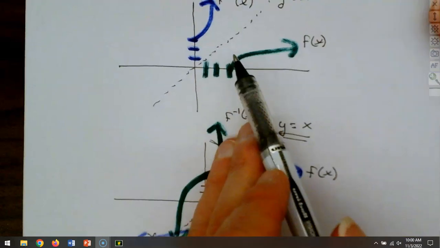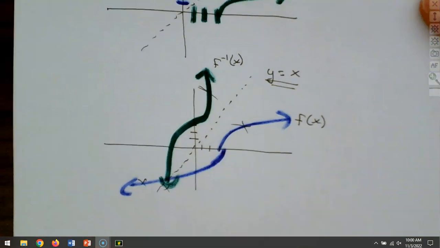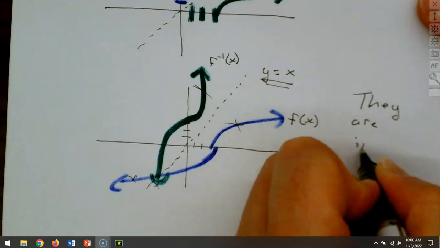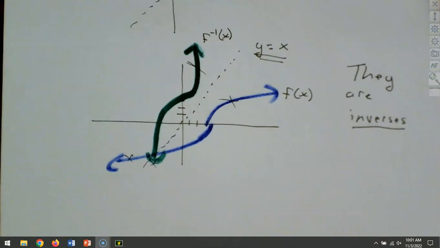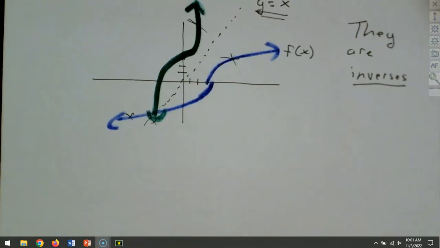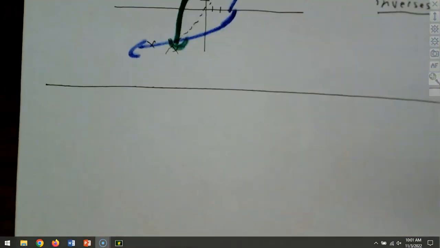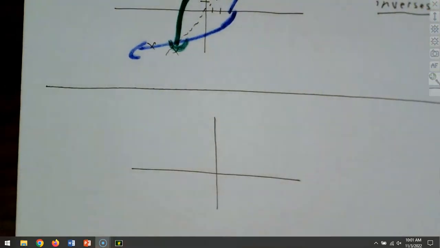These are also inverses because you can fold them over. So these are what are called inverses. And that also goes back to the fact that you can compose them together and get out an x. If you can compose two functions together and get out an x, then they are inverses of each other. Here's two functions that would not be inverses. And let's see why these are not going to be inverses.